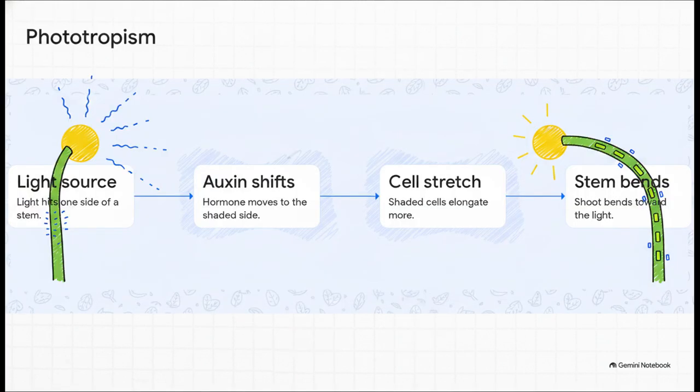Let's look at one of those hormones in action with a classic response model called phototropism. When light hits just one side of a stem, the hormone auxin actually runs away from the light, shifting over to the shaded side. And remember our trick? Auxin causes cells to stretch. So the cells on the dark side elongate much more than the cells in the light, physically pushing and bending the entire plant toward the sun. It's such an elegant, totally localized response to the environment.